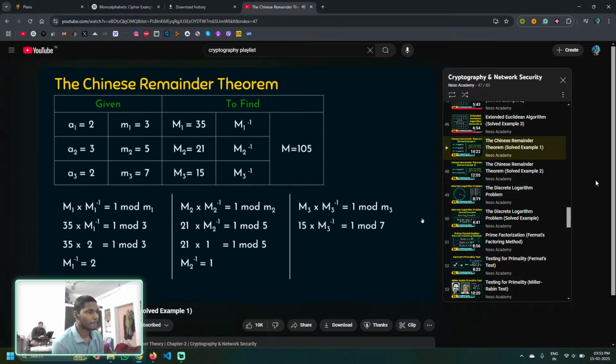finding capital M3 inverse. We will apply the value. Capital M3 is equal to 15, which is this. Now 15 is multiplied by what? We will get 1 as the remainder when it is divided by 7. Let's apply 1. So 15 when it is divided by 7, we get 1 as the remainder. So M3 inverse is also 1 in this case.